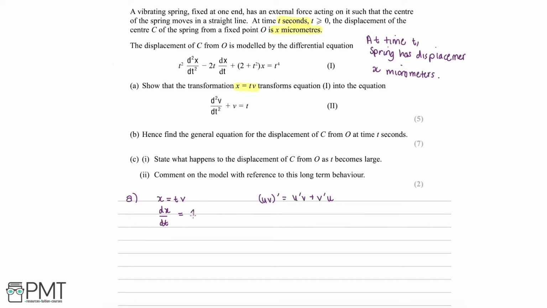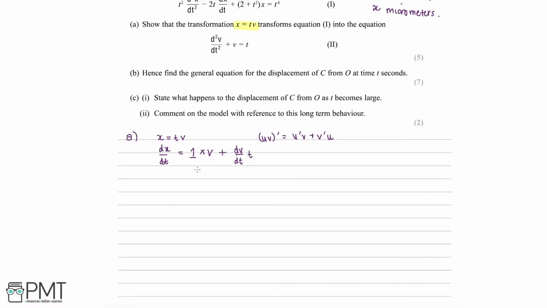So it will be 1 multiplied by v plus, well, we can let v in our product rule equation be v in our original equation. So the derivative of v with respect to t will be dv by dt multiplied by u, well, u is t, so it will be dv by dt multiplied by t. And thus we have found dx by dt.